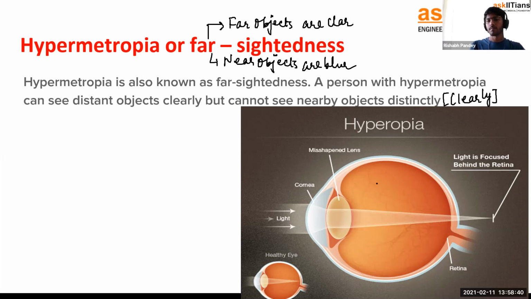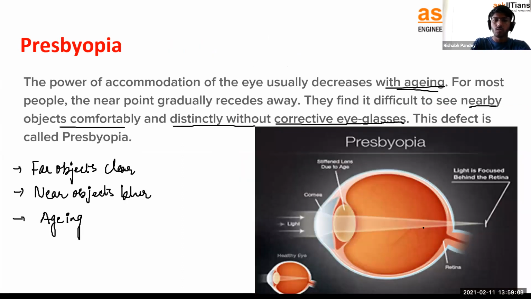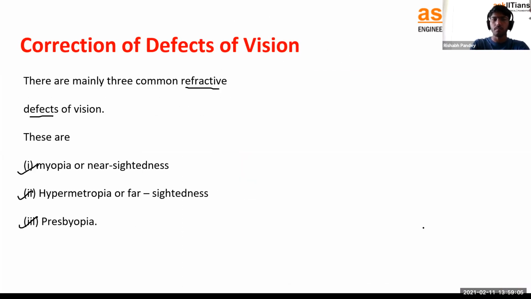So here we have the lenses. Generally, what happens over here is that these lenses do not converge the rays properly. Since the convergence is not taking place, the image is formed behind the retina. This is the place where the images are being formed. So these are the kinds of issues we generally face in our eyes.